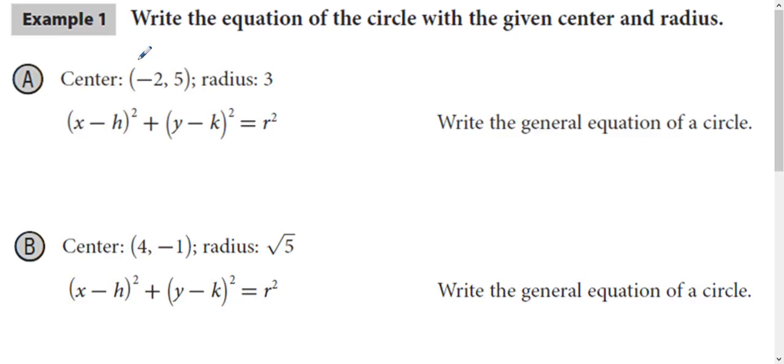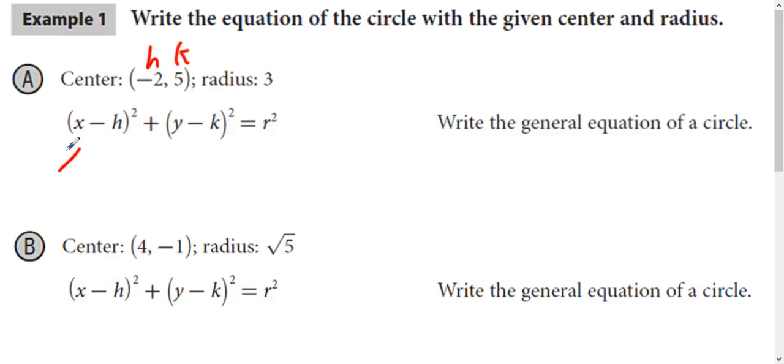So if we know the center and we know the radius, we can plug it all in to write the equation in what's called general form. We're going to write the equation of the circle. There's the general equation of the circle. That's just what it looks like. So we plug in H and K. Remember, the first coordinate is H, the second coordinate is K. The only thing you have to be slightly careful of is the minus that's built into the equation.